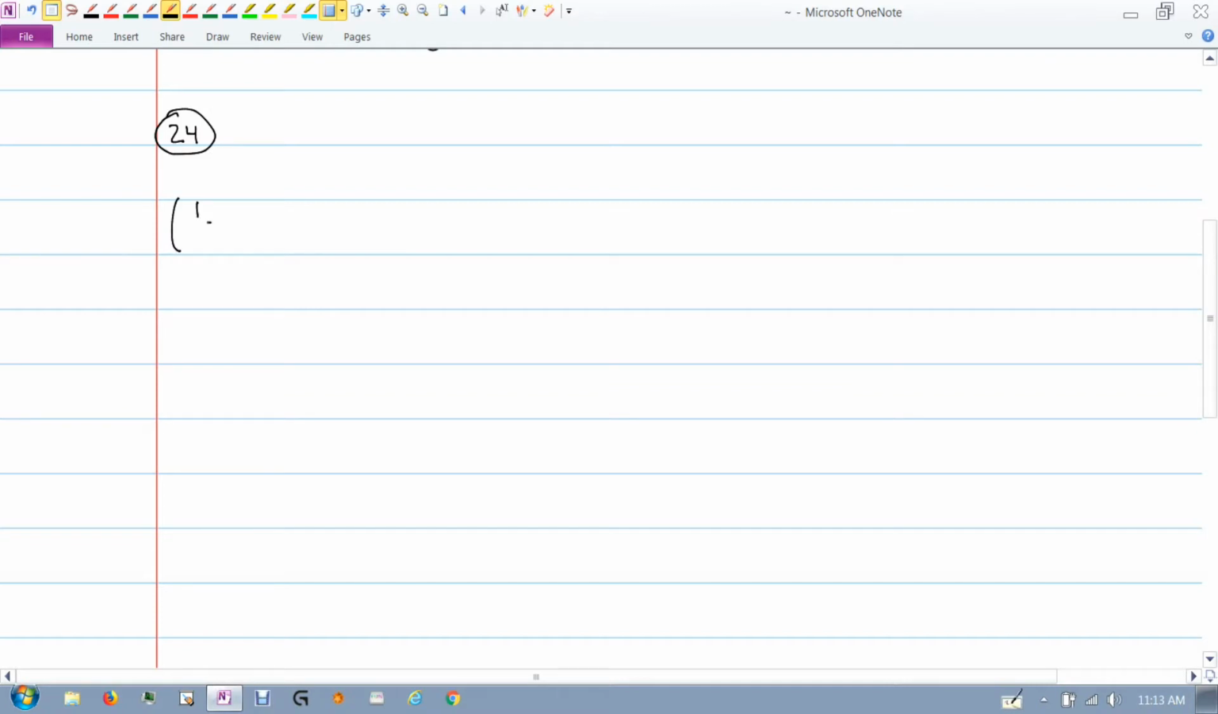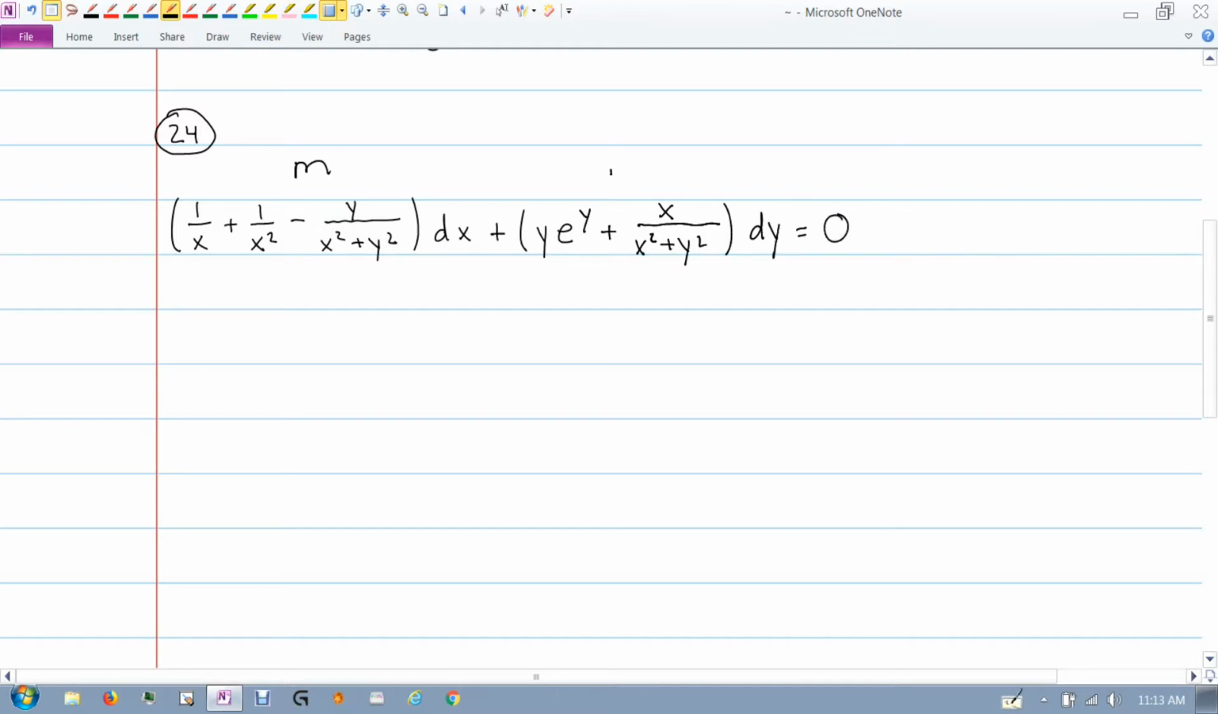So we have 1 over x plus 1 over x squared minus y over x squared plus y squared dx, so that's m, plus y e to the y, plus x over x squared plus y squared dy must equal 0. Alright, here's m, here's n.